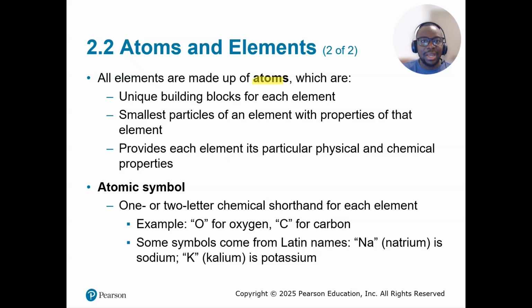Atoms are designated by a 1 or 2 letter chemical shorthand called the atomic symbol. These are usually the first letter of the element's name. For example, C stands for carbon and O stands for oxygen. In some cases, the atomic symbol is taken from the Latin name for the element. For example, sodium is indicated as Na from the Latin word natrium.